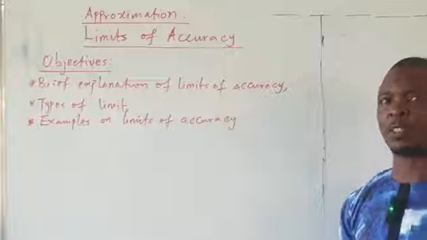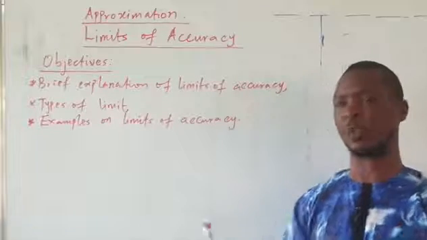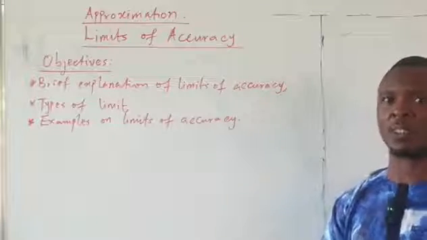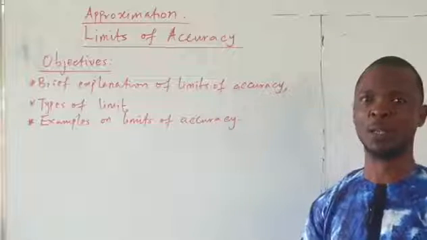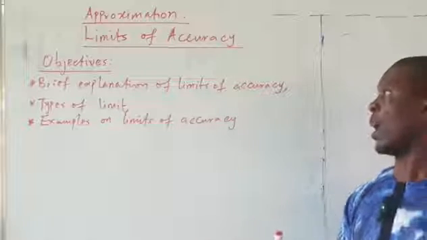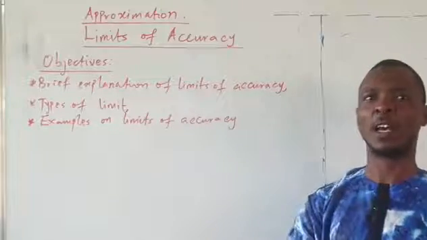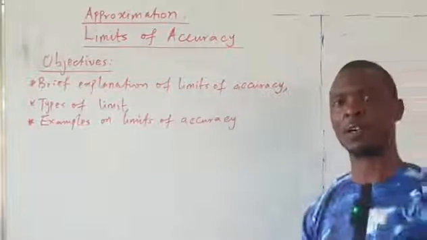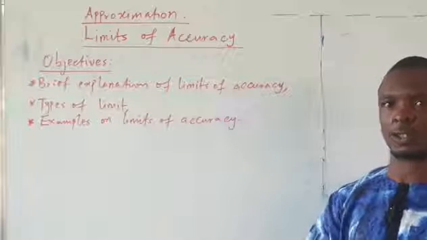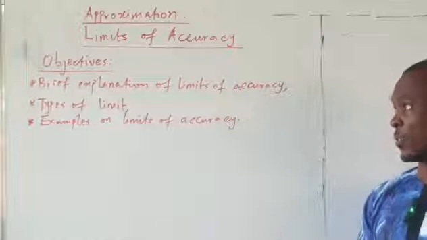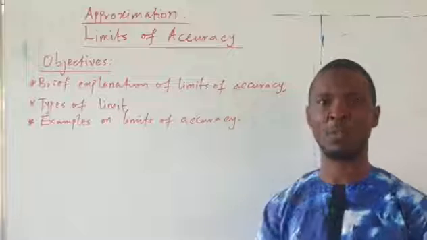Limit of accuracy simply means the extent to which we can approximate a given measurement. And we do that by approximating to, say, one decimal place, the nearest whole number, one significant figure, two significant figures, and so on like that. After that, we have types of limit.